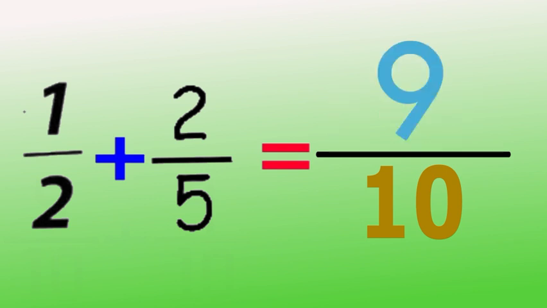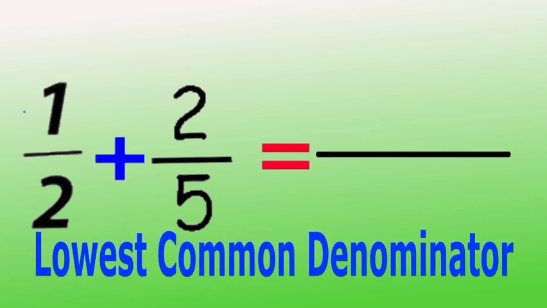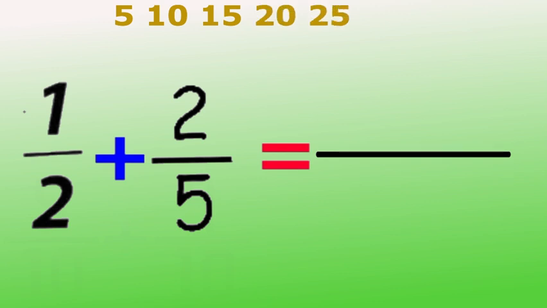But there's actually another way of doing this, and that's by finding the lowest common multiple of the two denominators. We call this number the lowest common denominator. Let's see what this does to our two fractions. First, list the first few multiples of the larger of the two denominators. In our example, 5, 10, 15, 20 and 25 are all multiples of the denominator 5.